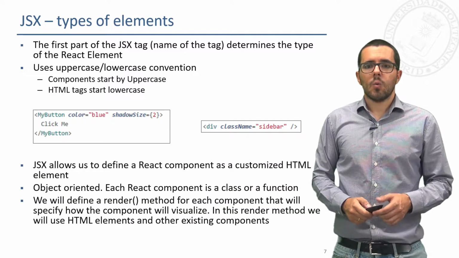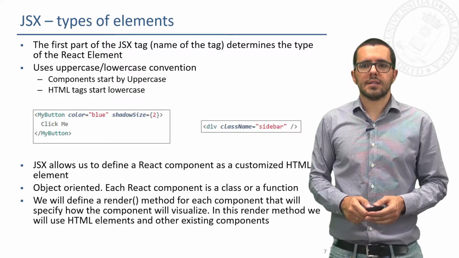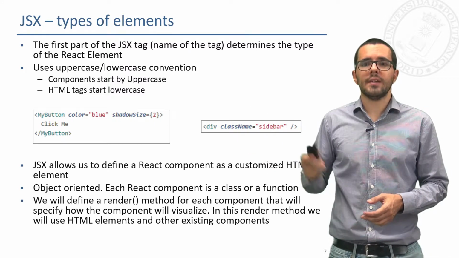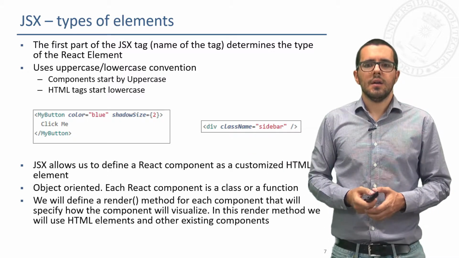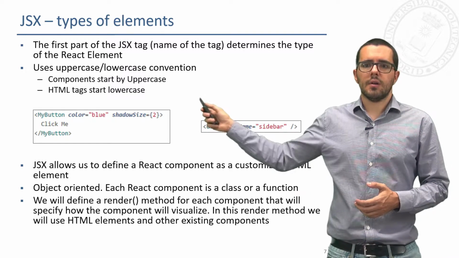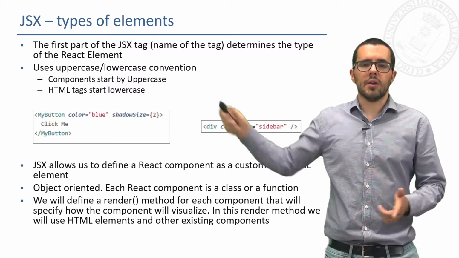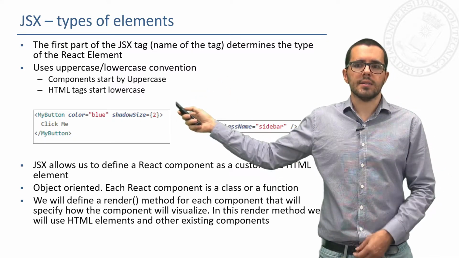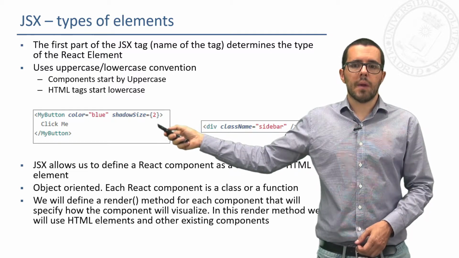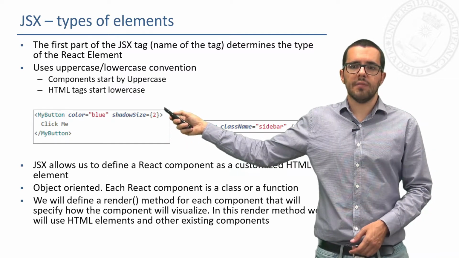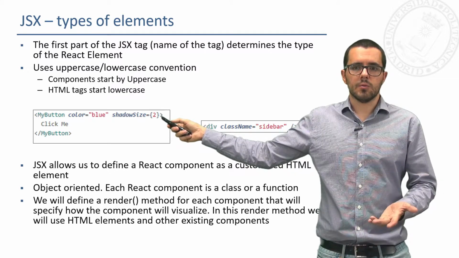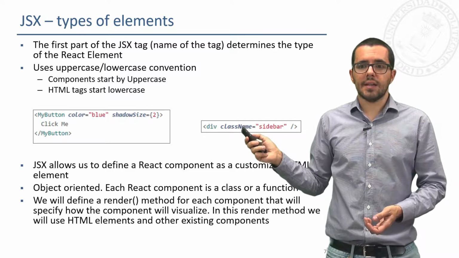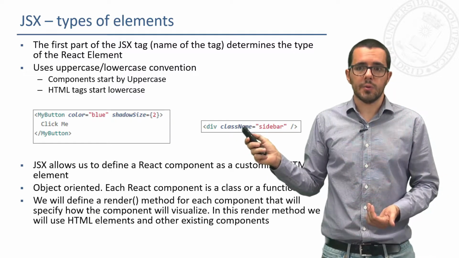Okay? What are the types of elements of JSX? Well, the first part of the tag, the name of the tag, will determine the React element. Remember the convention. React components start by uppercase, and HTML tags by lowercase. So, for example, this is my component that is called my button, that will receive as props these two attributes, and will have one child. And this is just an HTML tag that also will have an attribute.